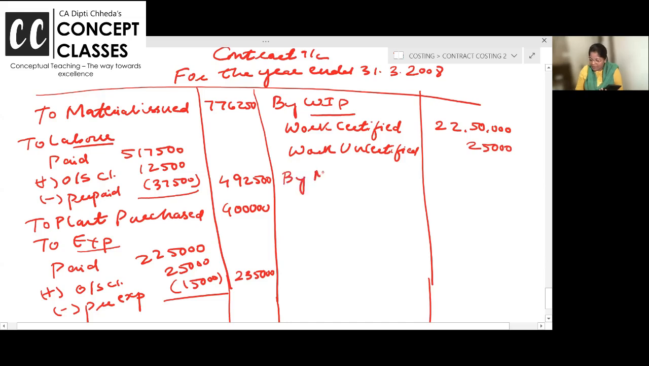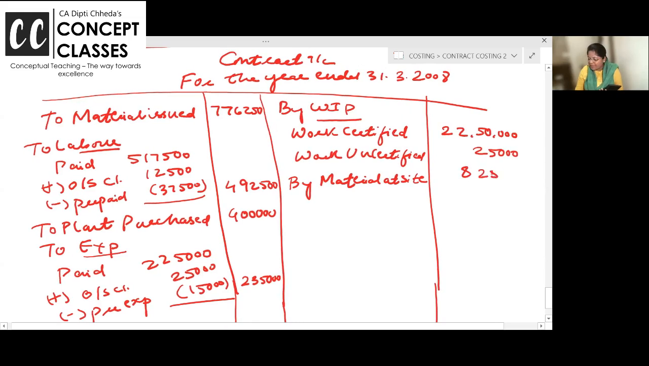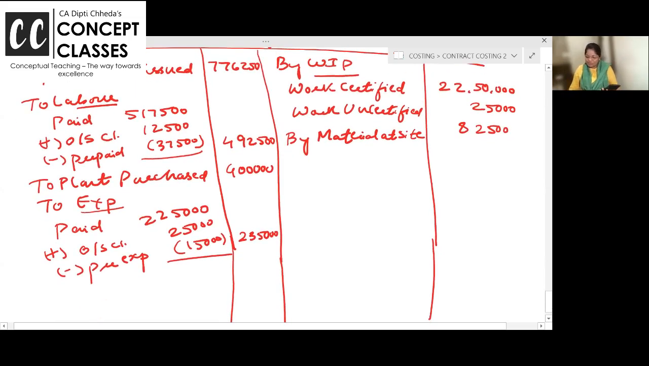You can take material at site. This is the material which is not used. It is at site: 82,500. And now I will write plant returned. 4 lakh rupees plant you have sent. Out of that 1 lakh is returned.